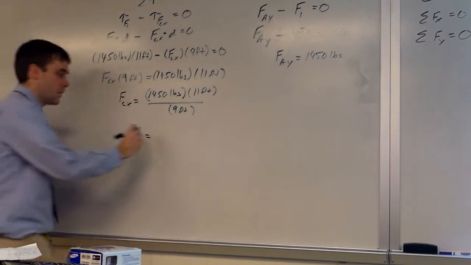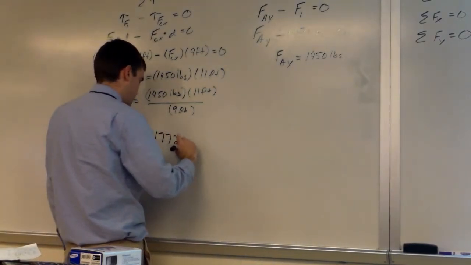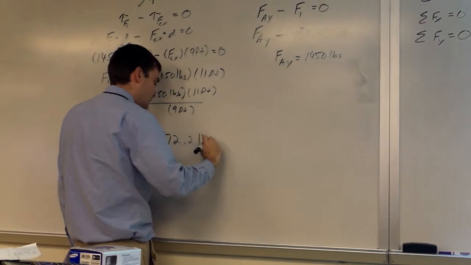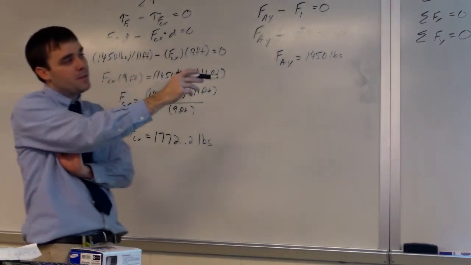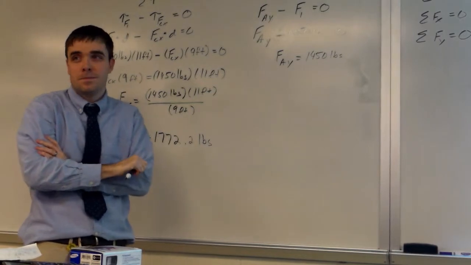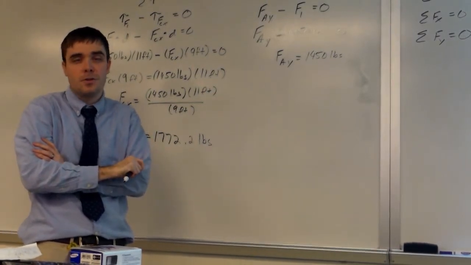$1772.2, I think. That is correct. And that's 1772 pounds. Any questions on that part? Alright, our last step, we could either take our pivot point and move it to FCX to find FAX. It's probably a little more trouble than it's worth. What's our other way to do that?